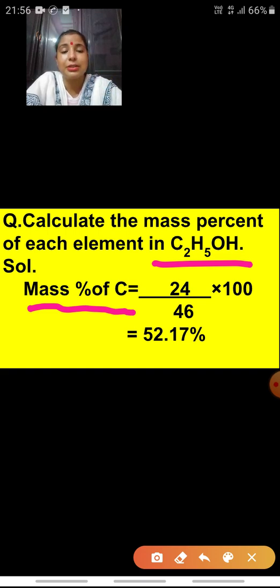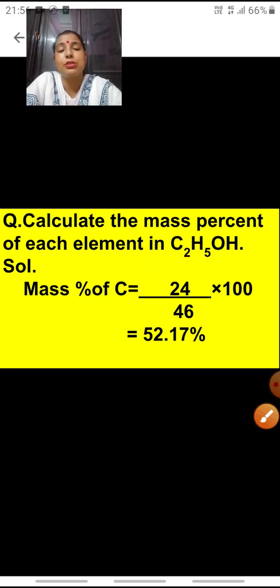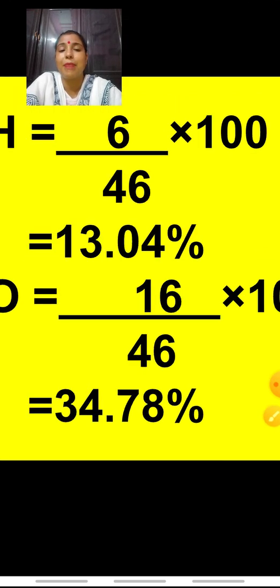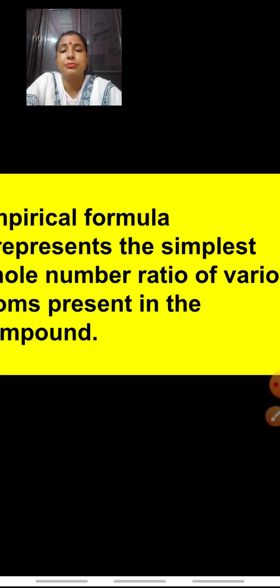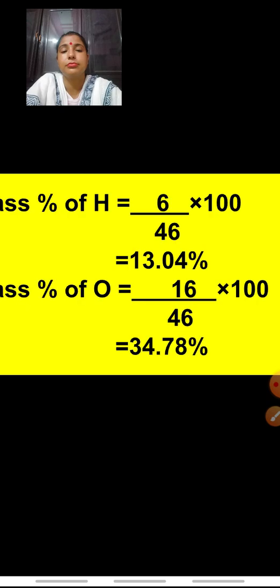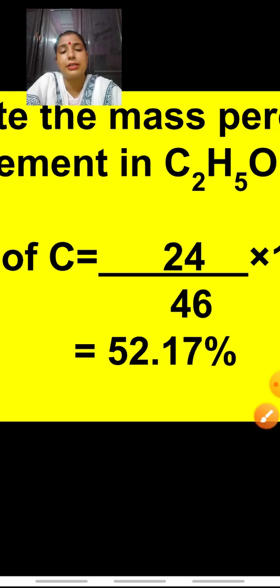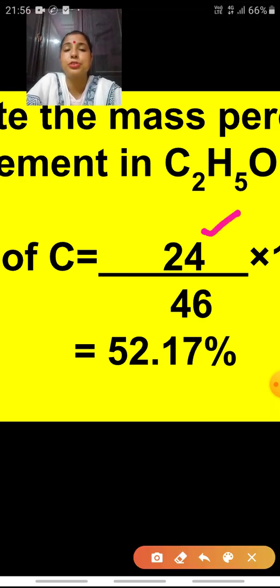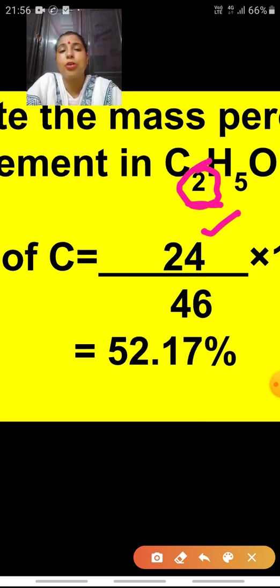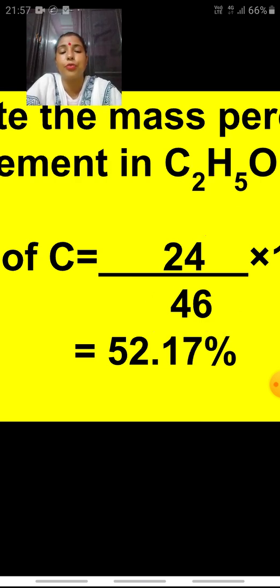As per the formula that I told you, the mass percent of carbon will be equal to 24. That is the mass of carbon atoms. How is the mass 24? Because according to the molecular formula, there are two atoms of carbon. For one atom, the mass is 12, so for two atoms we take 24, divided by the molar mass of the compound.